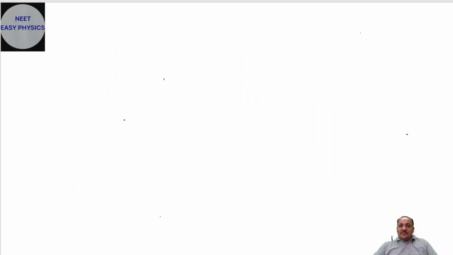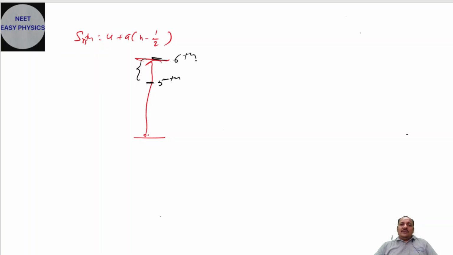Next, in the same question, they will ask what is the distance covered in the last second. Very, very important. Last second means, as we already discussed, the formula S n minus 1 to n-th second is equal to u plus a into (2n minus 1) by 2. So in case of a vertically projected body, what is the distance covered in the last second? If it is taking 6 seconds, it is from 5th to 6th second, how much distance it is going to travel.